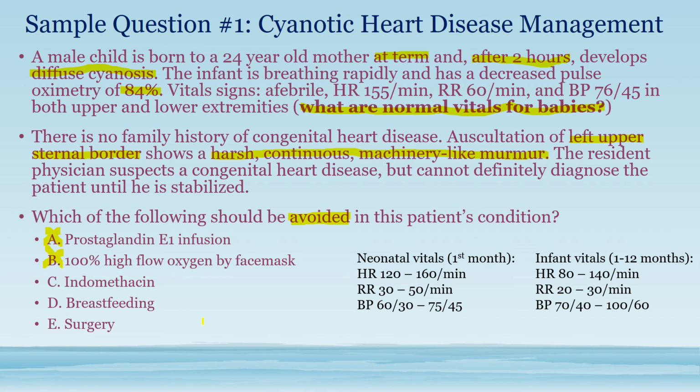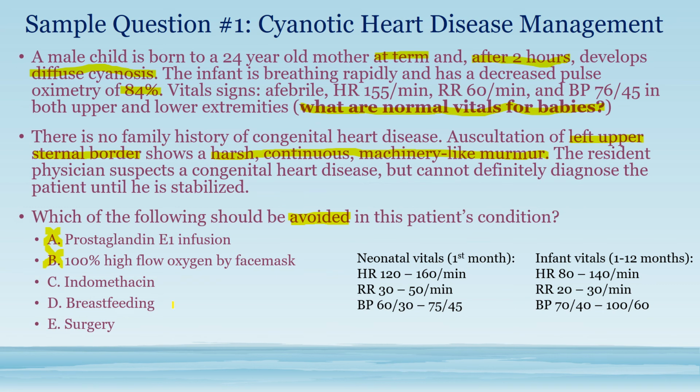Indomethacin is an NSAID, and the purpose of this NSAID is to close the patent ductus arteriosus in patients where it's not necessary. And we've talked before how vital this PDA might be to our cyanotic infant. We don't know for sure because we don't have any studies or x-rays or echoes, but for now, this PDA is keeping this patient alive most likely because of the cyanotic heart disease. So we don't want to give indomethacin, so we can keep this as an answer choice because it should be avoided. We do not want to close the PDA.